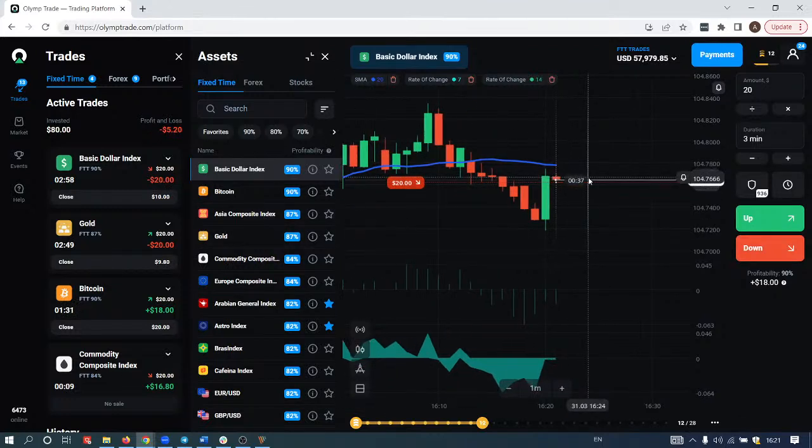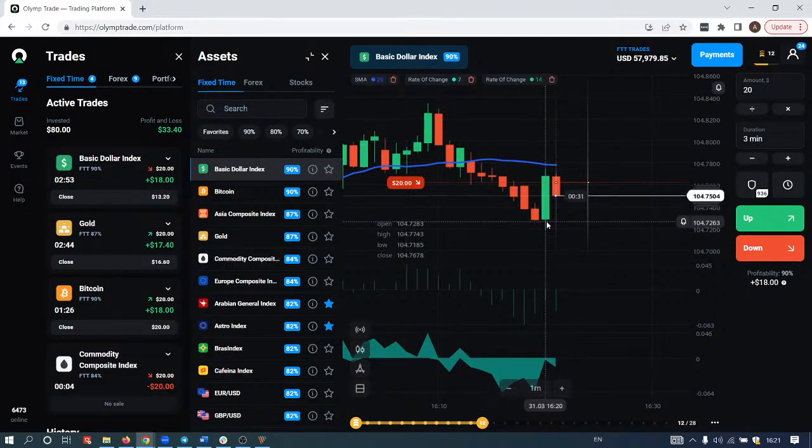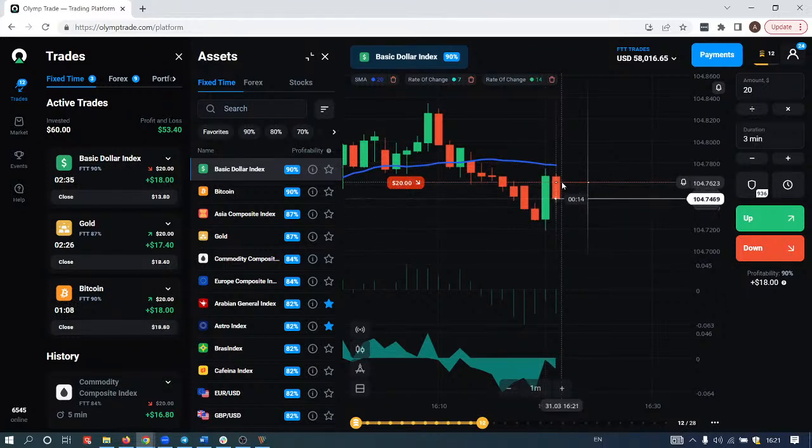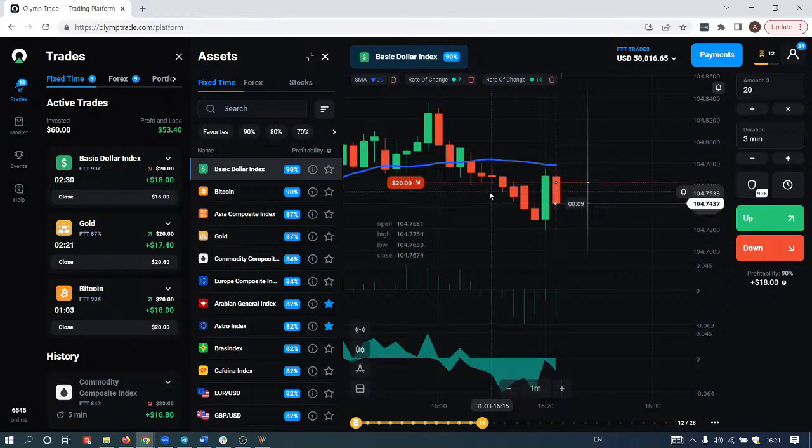All right, so an interesting example here, basic dollar index. Pretty huge compared to the previous candlesticks before, a green candlestick, and now we have approached this resistance level of the 20 SMA, and then the signal is the downwards signal, so we open a down trade. That is nice. So that is a nice signal in my opinion.